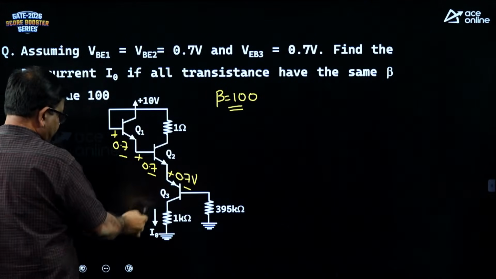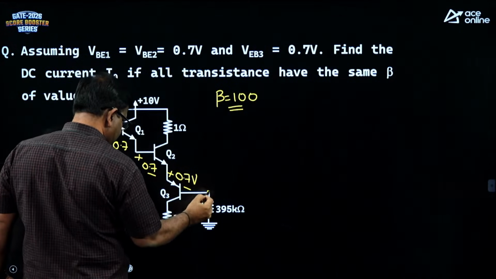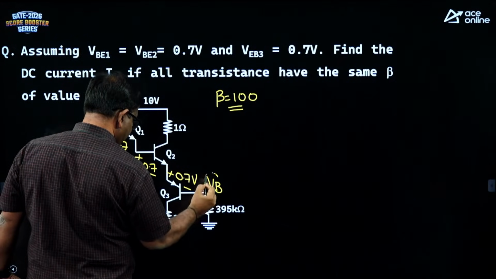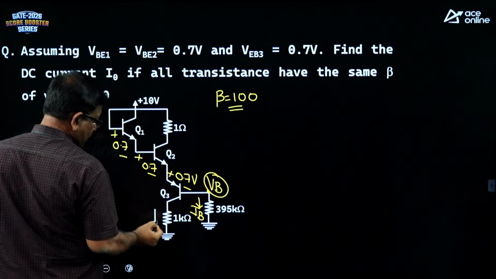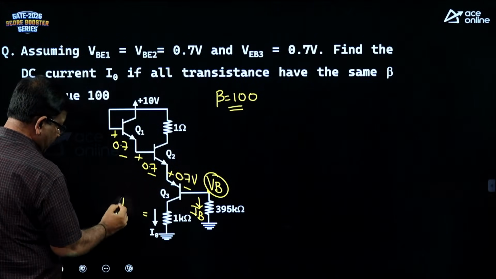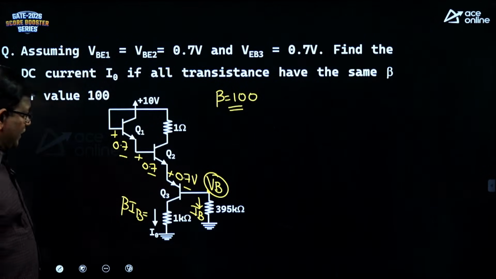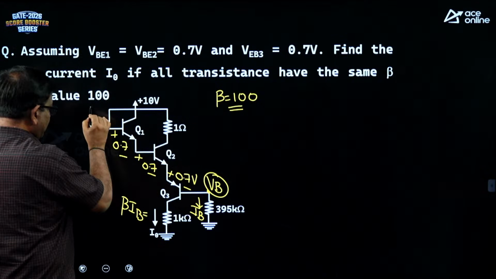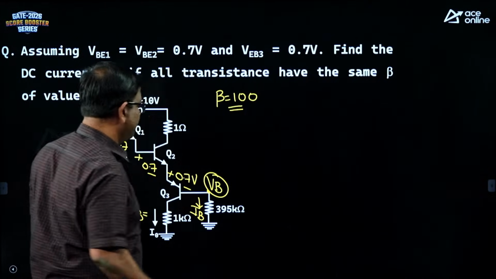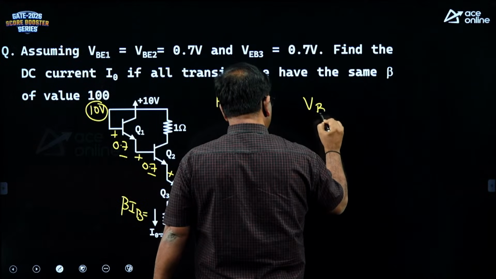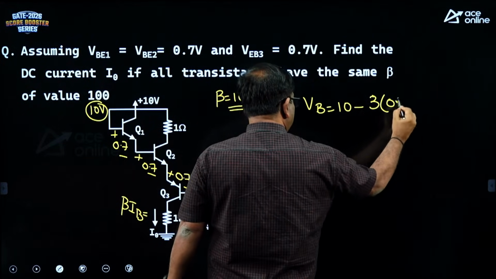So, we are supposed to find I0, but before that let us apply Ohm's law. We have to find the base voltage here, VB, so that your I0 is beta times IB. Your I0 is simply beta times IB, but what is IB here? You already have 10 volt and there is 0.7, 0.7, 0.7. The base voltage is going to be 10 minus 3 times 0.7, 2.1.